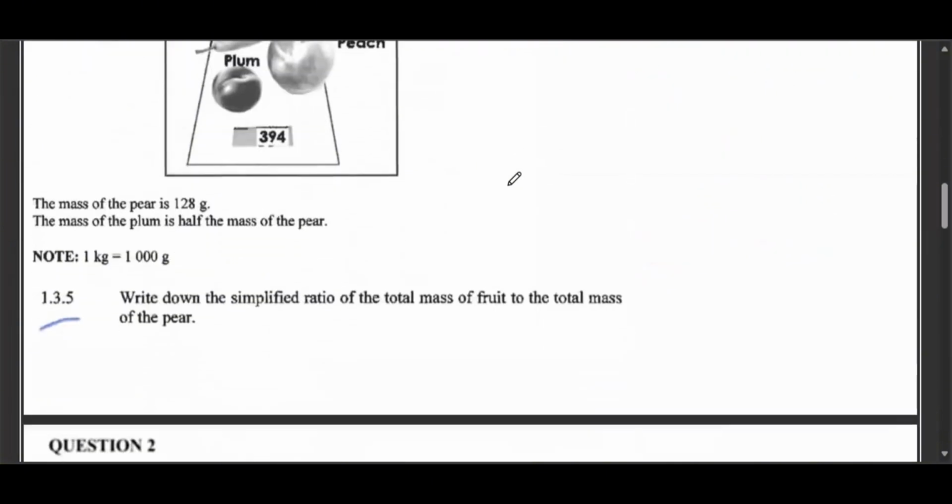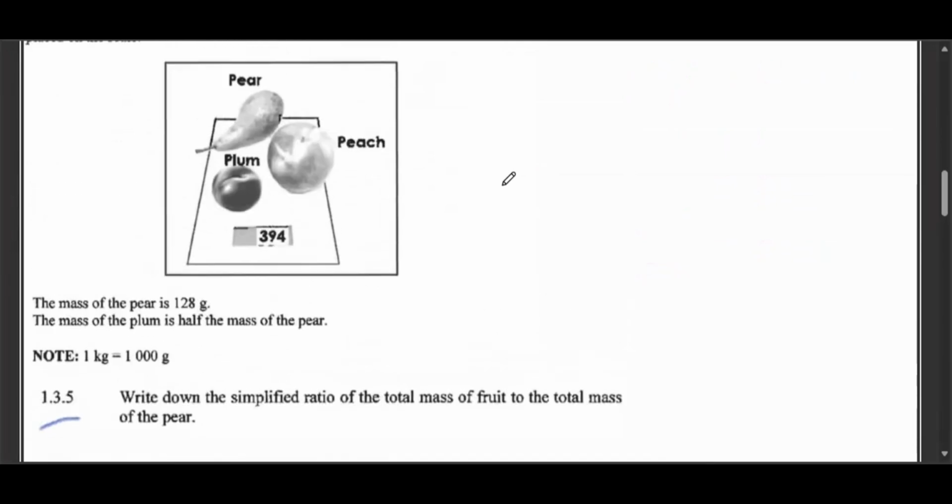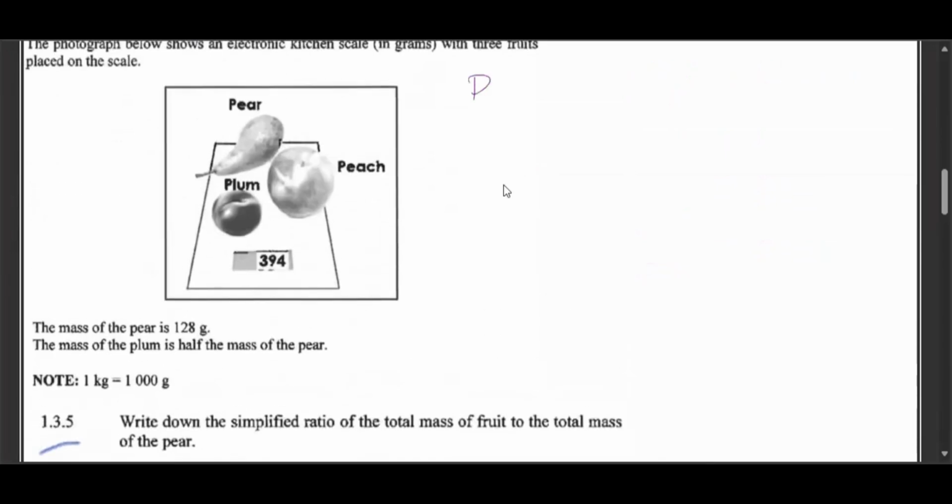Last one. Write down a simplified ratio. Now, a ratio is divided into 2. If they say a unit ratio, this means your answer has to start with 1 is to a given number. But simplified, they can be any numbers. You can have a 2 and any number, let's say 5. Simplified. You understand?